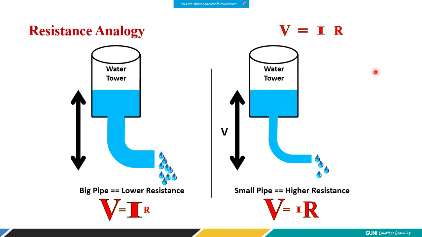Now, let's say you have a big pipe. For example, a big pipe. That means current is coming more. That means my resistance is small.